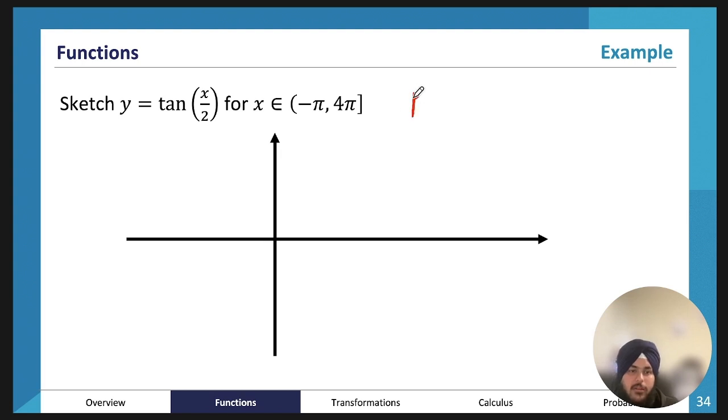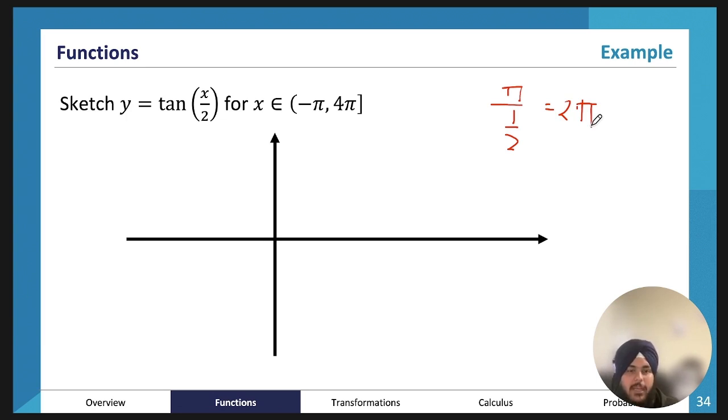The period, since it's tan, is just going to be pi over n. So n was x over 2. Oh, sorry. Not pi over 2, what am I doing? It's pi over whatever the number is in front of the x inside the tangent. So it will be pi over half, which is equal to 2 pi. So again, I hope this makes sense.